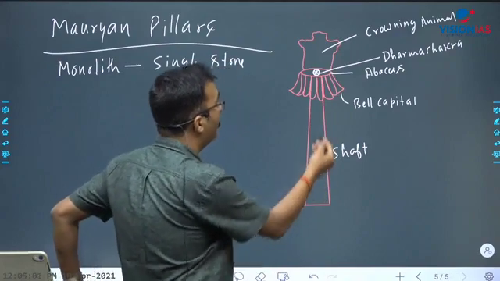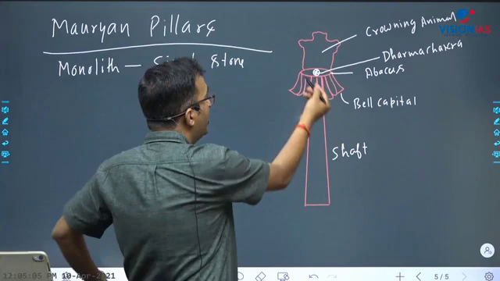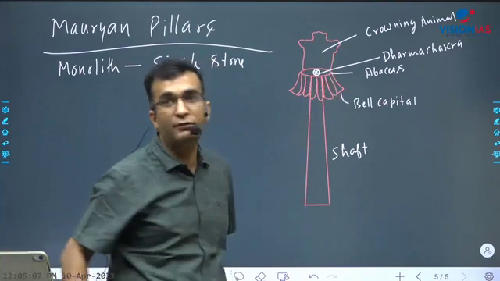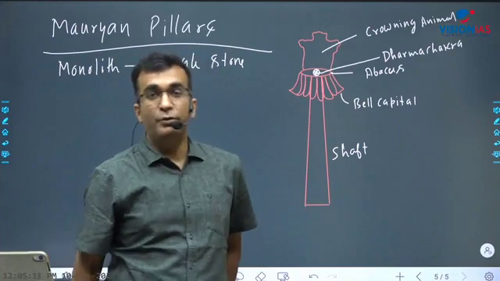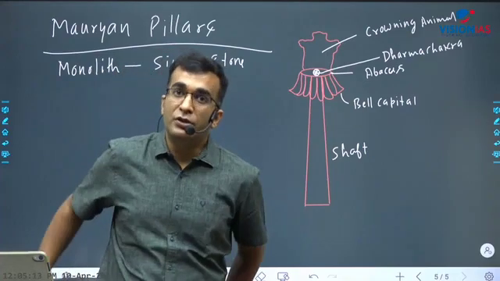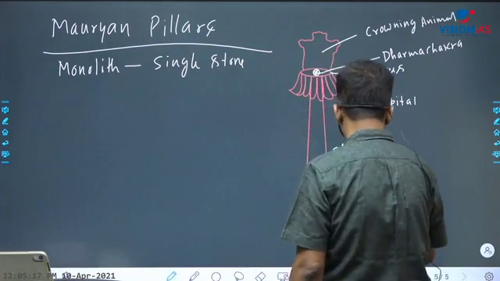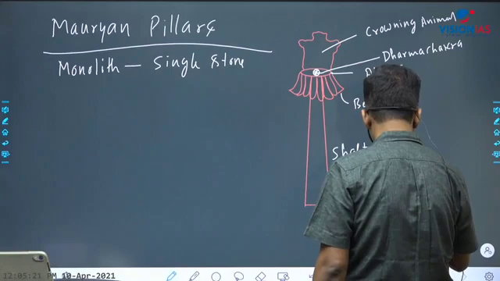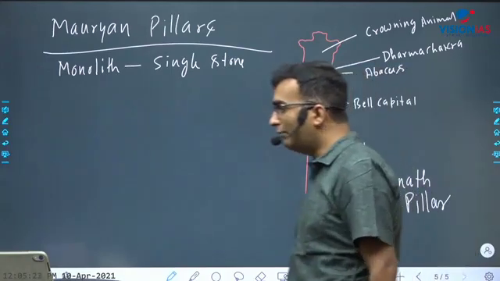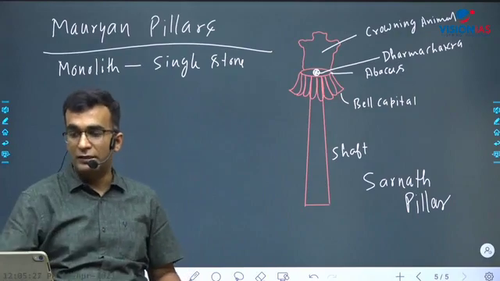There would be a shaft, there would be a bell capital, and there would be a crowning animal. So the difference would be there only at the place of the abacus. In the abacus, different designs could be there, and Ashoka Chakra may not be there. So this is one representative image of the Sarnath pillar. You can mention that this is one image of the Sarnath pillar. I will further elaborate about what is there in the Sarnath pillar.